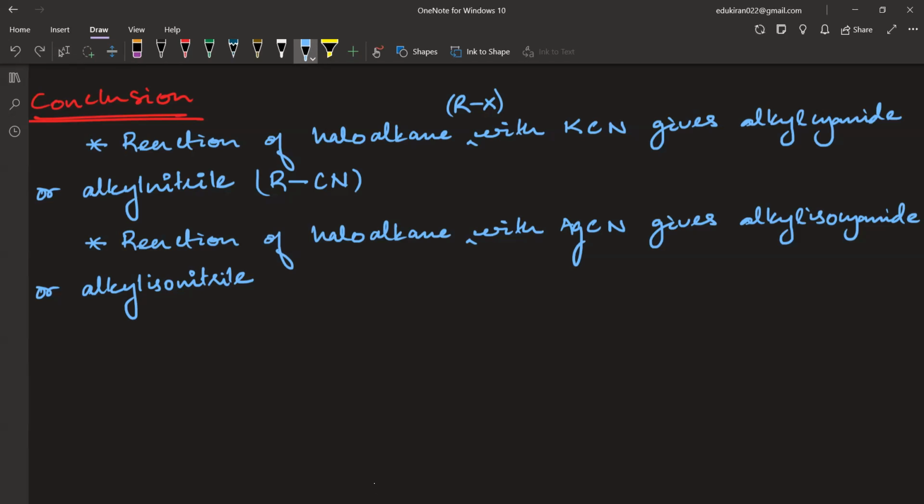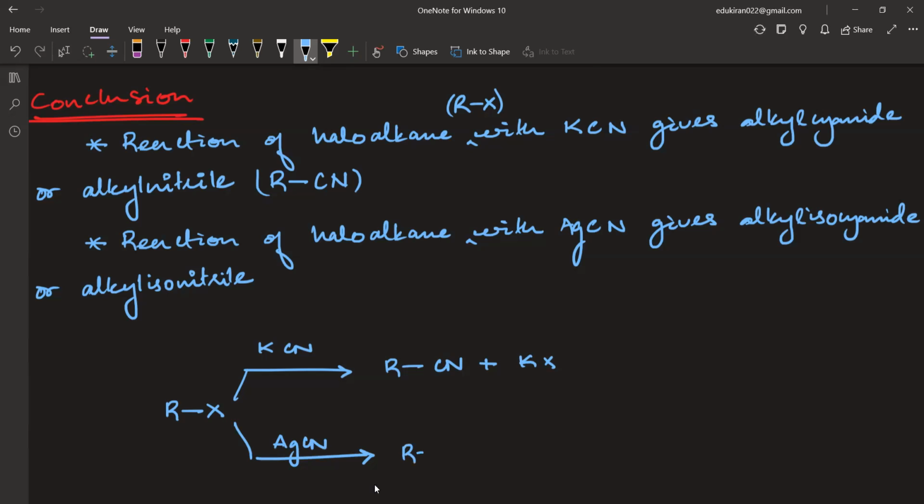RX, if you react this with KCN, it will give you RCN plus KX. If you react this with AgCN, it gives you RNC plus AgX. Okay, so you can write it like this also. Both are the same thing.